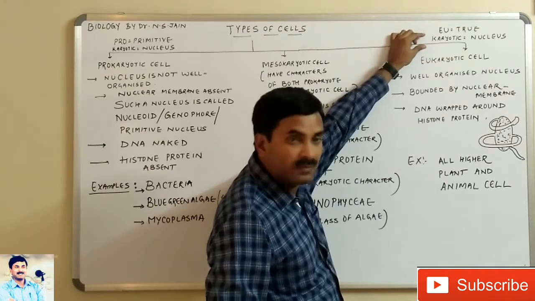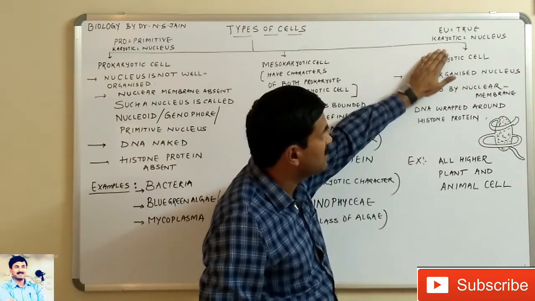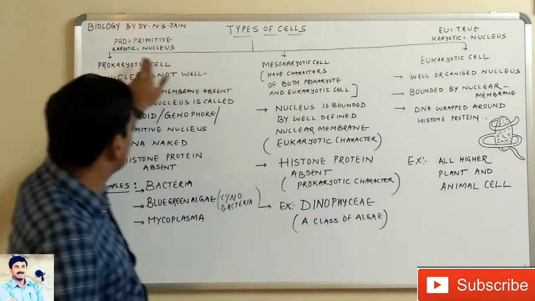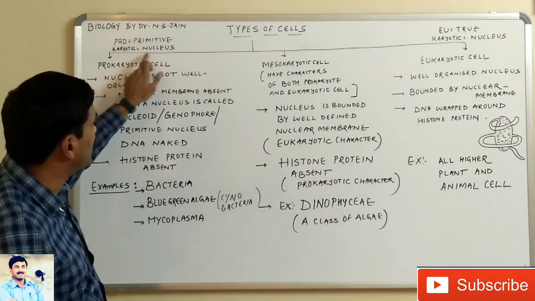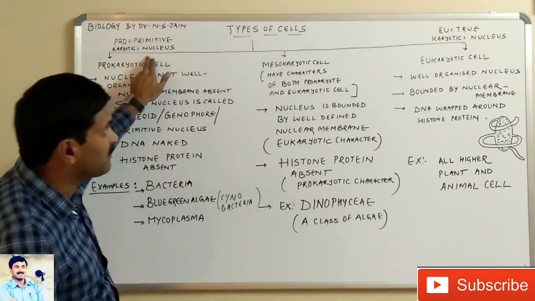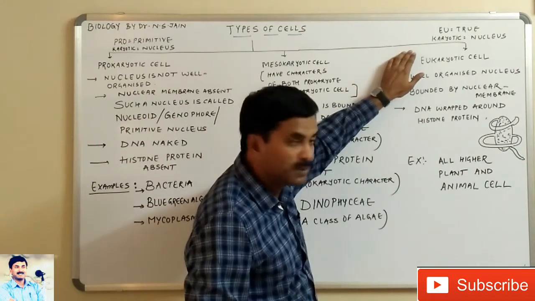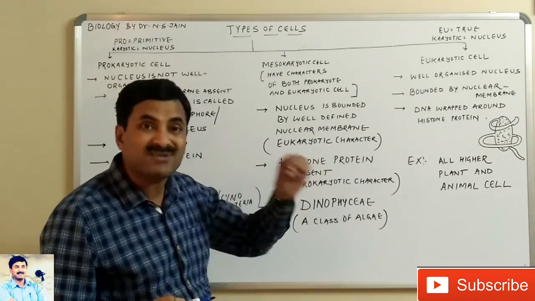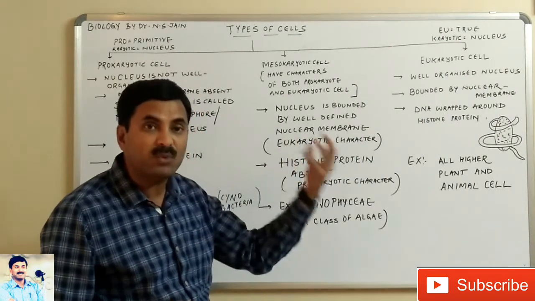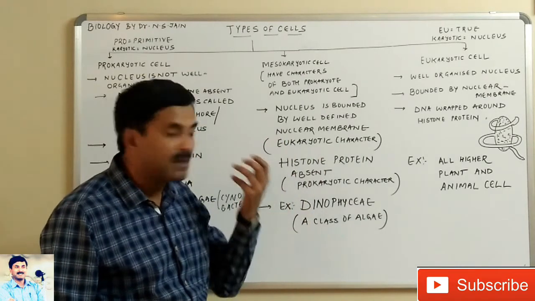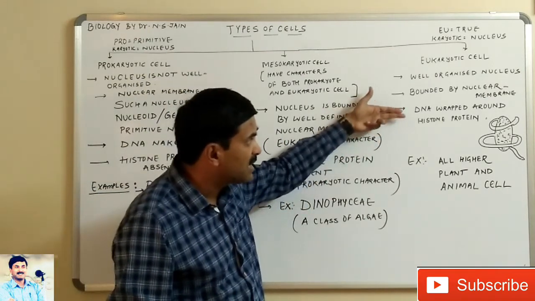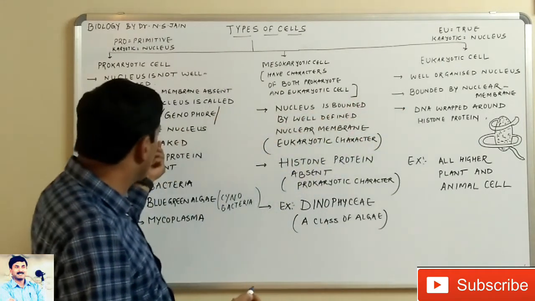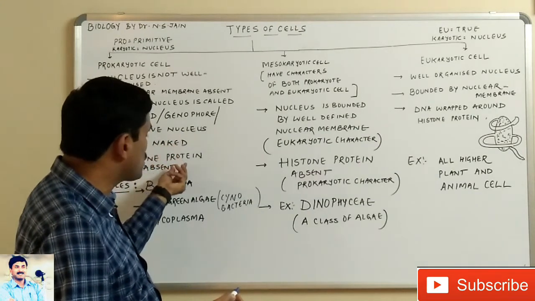The second important type of cell is the eukaryotic cell. Eu means true and karyotic means nucleus, meaning a eukaryotic cell has a true nucleus, while in the prokaryotic cell the nucleus was primitive. Now the question arises, what do you mean by a true nucleus? True nucleus means the nucleus is well organized, bounded by a well defined nuclear membrane. Not only this, here the DNA is associated with the histone protein, unlike the prokaryotic cell where the DNA was naked and histone proteins were absent.